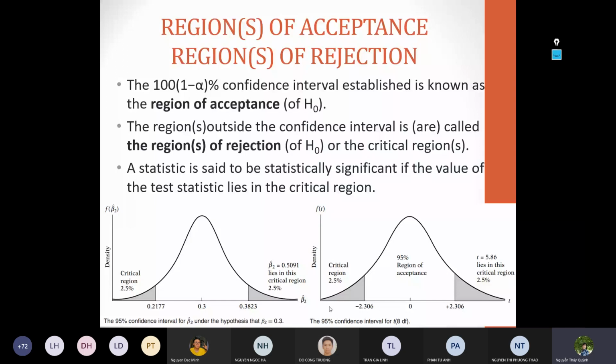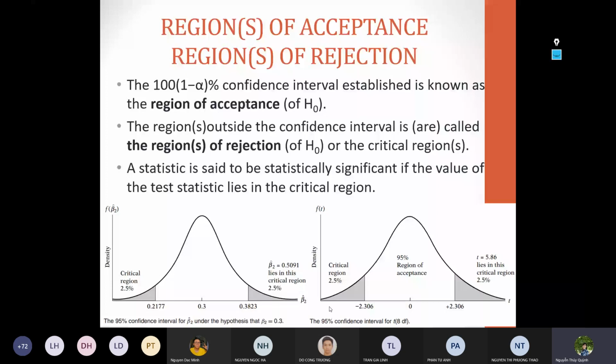Any questions here? This is the definition of region of acceptance and region of rejection for a test for the null hypothesis. Any questions here?